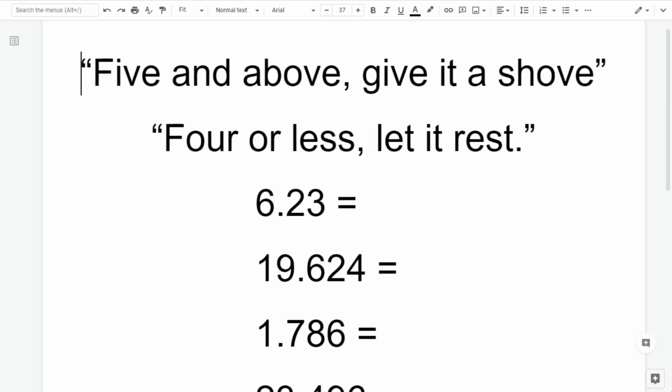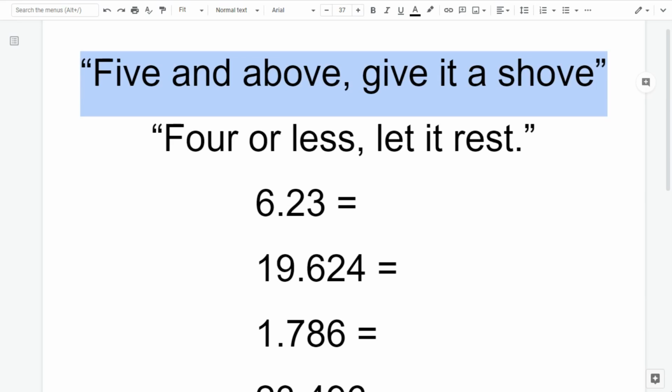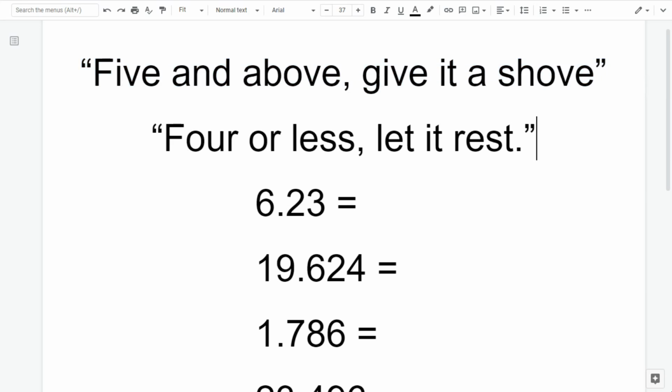Here are the two sentences I was taught when I was your age. First, five and above, give it a shove. The second, four or less, let it rest. So, I'm honestly assuming you guys mostly know how to do this, and this should be just a refresher, but let me go through a few examples and hopefully this will make sense.